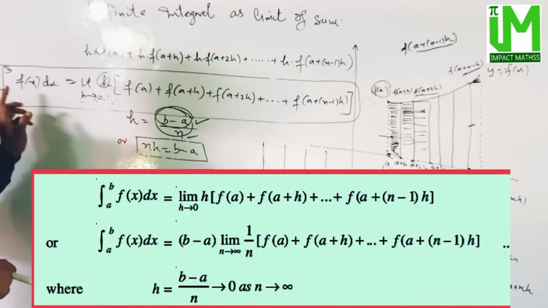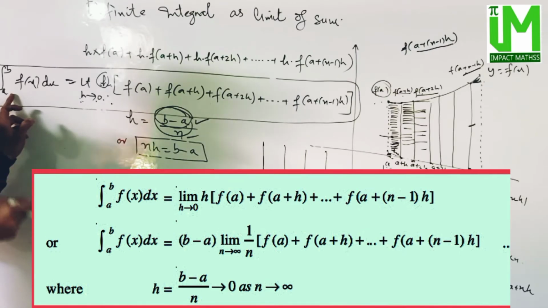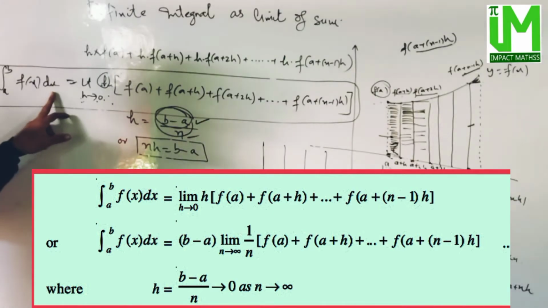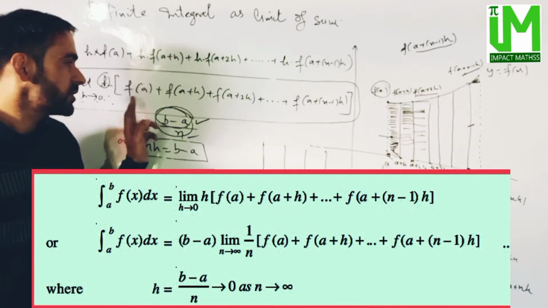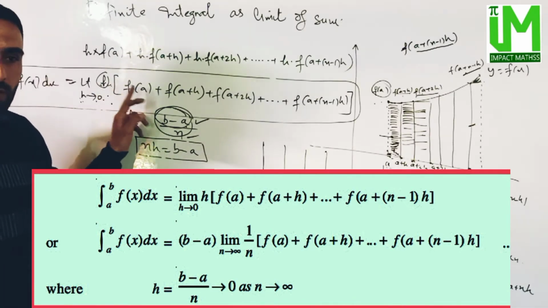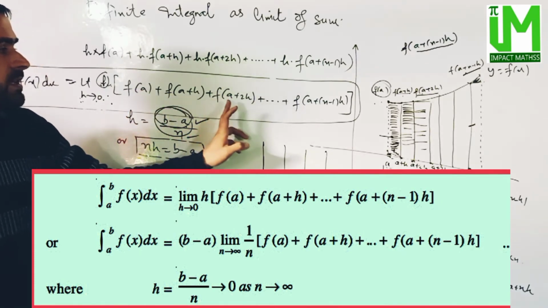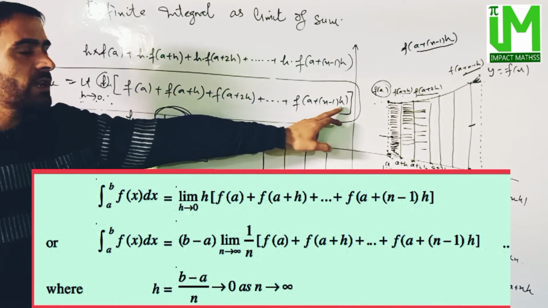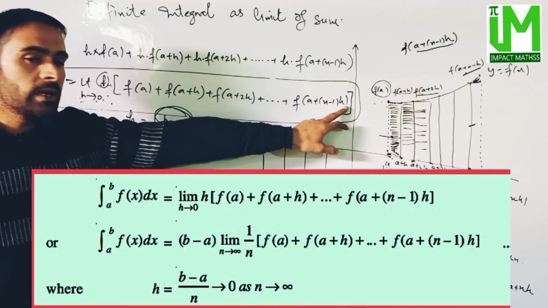So the definite integral as limit of sum is given by the integral from a to b of f of x dx equal to the limit as h tends to 0 of h times [f of a, f of a plus h, f of a plus 2h, up to f of a plus (n minus 1) into h].